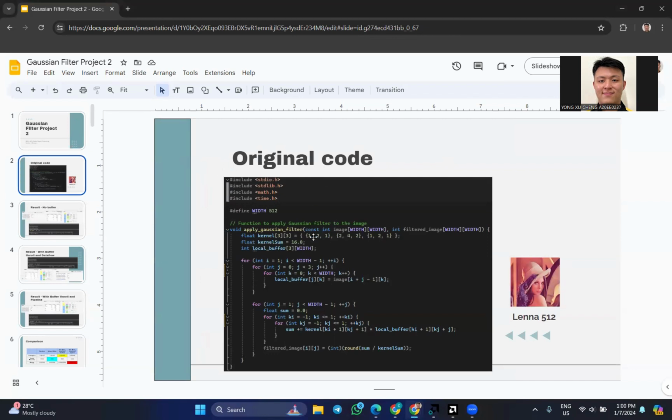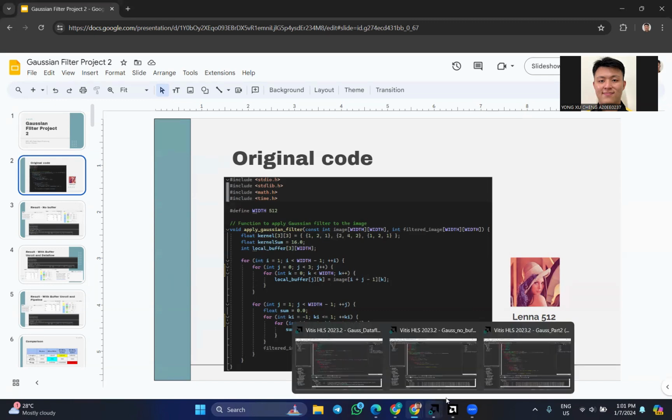So this is our original code, which is a Gaussian filter. We have a kernel with 3 times 3 size, which is 121, 242, and 121 divided by 16. We initialize a local buffer, which loads the image into the local buffer, and then performs multiplication between the kernel and the local buffer, and then here is the filtered image. The image used is the LAN9512 in part 2, which is project 2.